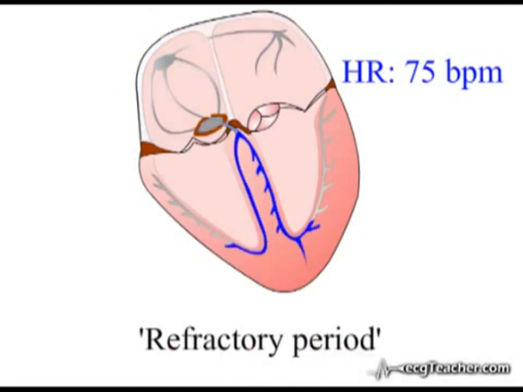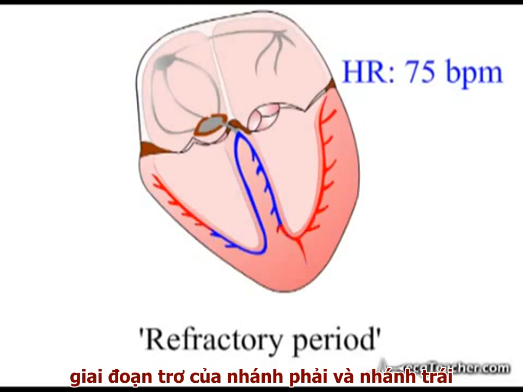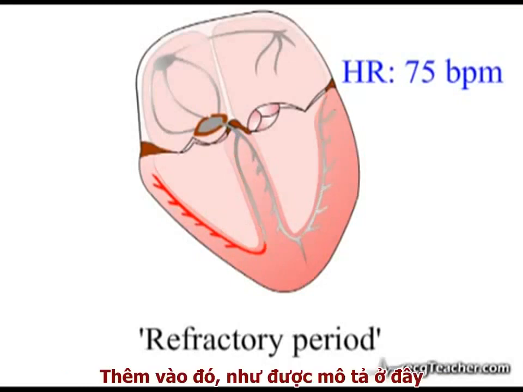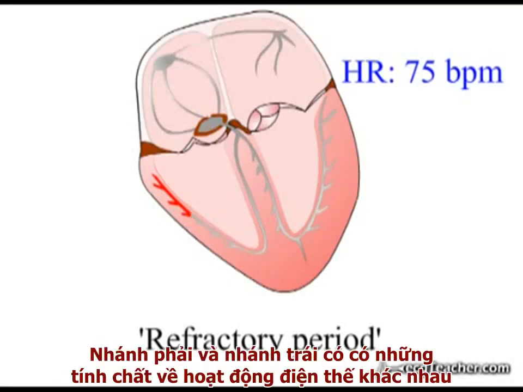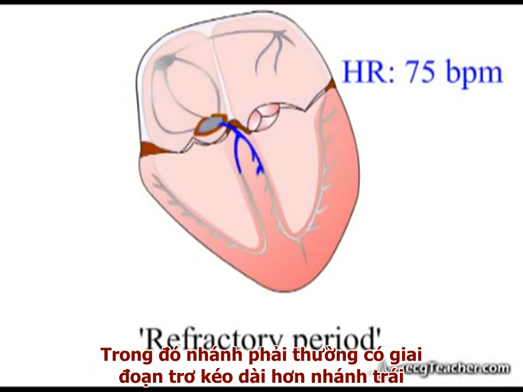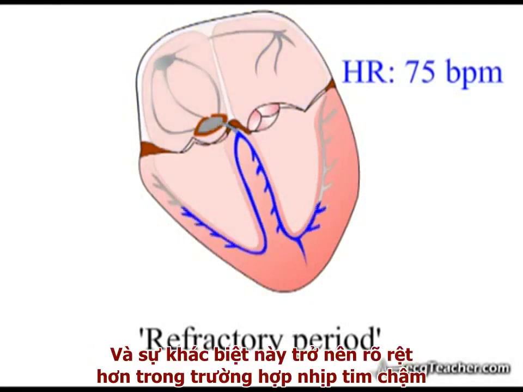depolarizing events arrive. Specifically, the refractory period of the left and right bundle branches become more prolonged as the heart rate slows. Also, as illustrated here, the left and right bundles have slightly different electrical properties, with the right bundle branch having a longer refractory period than the left, and this difference becomes more pronounced at lower heart rate.